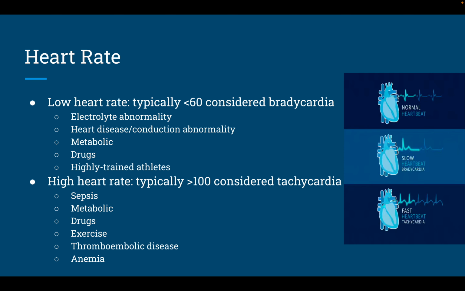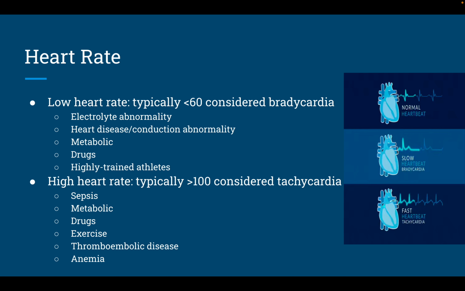A low heart rate or bradycardia is less than 60 beats per minute, and that can happen in the setting of electrolyte abnormalities, heart disease or conduction abnormalities, primary issues with the heart that affect the electrical flow through the channels in the heart, metabolic issues, different medications like beta blockers that are geared to slow heart rate. And then highly trained athletes may also have slow heart rate as a normal physiologic pattern.